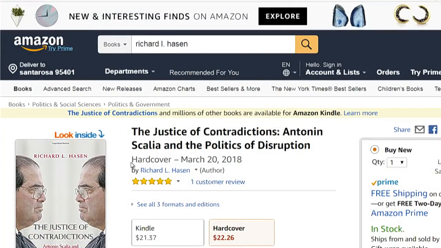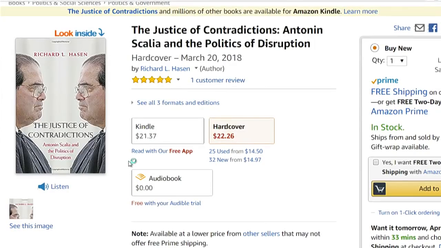We have some very important topics to get to, probably one of the most important topics at the intersection of law and technology. And we have one of the foremost scholars in that area of law joining us here today. Rick Hassan is joining us. He's a professor at University of California, Irvine, who teaches election law. He's also been blogging about election law for quite some time, and he is the author of a new book about Justice Antonin Scalia, former Justice of the United States Supreme Court. It is called The Justice of Contradictions. Great to see you, Rick.